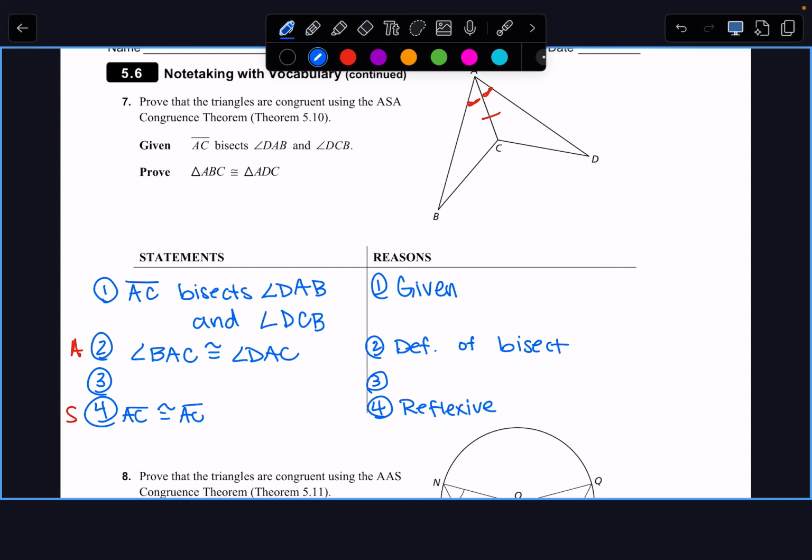So we can write another statement. So if AC bisects DCB, then we can say angle BCA and angle DCA. Again, definition of bisect, we have to use twice.